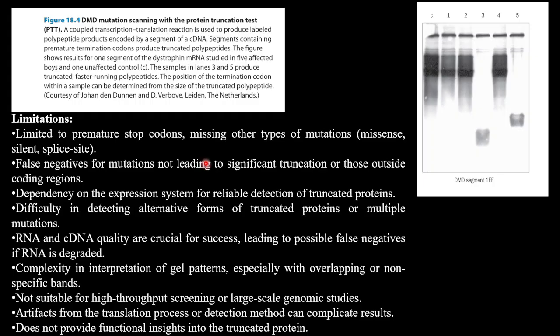So you can see, this is the thing which you can see. This protein is truncated, this protein is truncated. So you can easily identify because the normal protein size is this much, but here you are getting a very small size protein because the stop codons come there. So this is the protein truncation testing. It is limited to premature stop codons, and it misses other types of mutations.